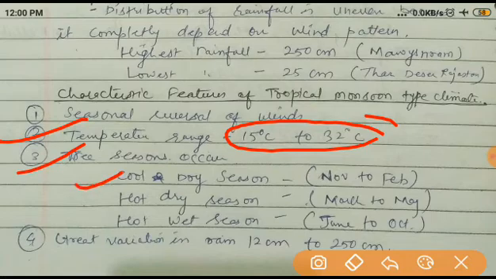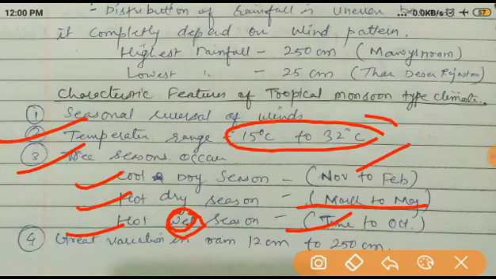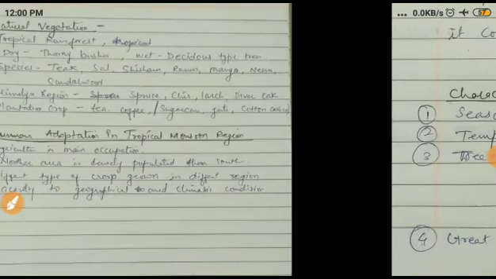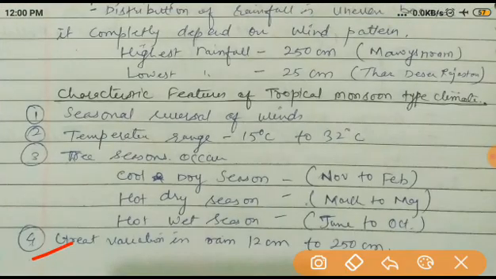First is the cool dry season, which is from November to February. Hot dry season from March to May, and hot wet season. Wet means the rainfall. Okay, hot wet season, which is from June to October. So basically, the monsoon climate has these three types of season. And the last point, the great variation in rainfall, 12 centimeters to 250. In some places maybe 12 centimeters, in some places maybe 250 centimeters of rainfall occurs.